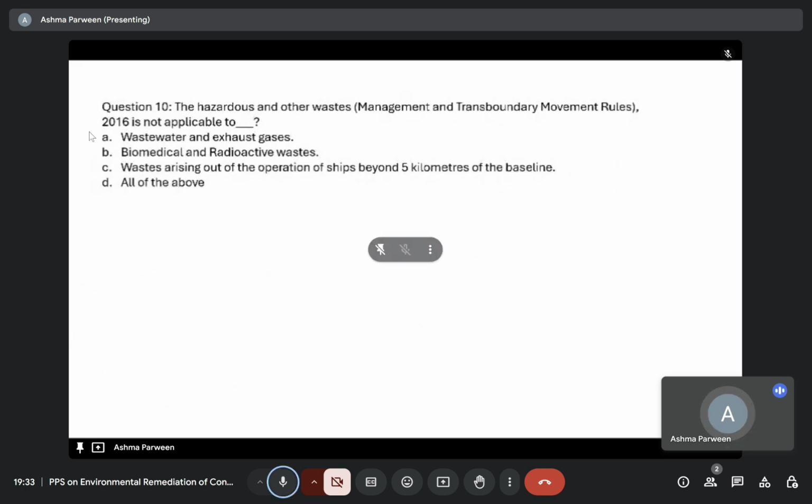Question number 10: the Hazardous and Other Waste Management and Transboundary Movement Rules 2016 is not applicable to which of the following? The first option is wastewater and exhaust gases. Next is biomedical and radioactive waste. C is waste arising out of the operation of ships beyond 5 km of the baseline, or D, all of the above. We have to find out on which of the following types of waste the Hazardous Waste Management Rules 2016 is not applicable. Please take your time and write the option in the chat box, and then we will discuss.